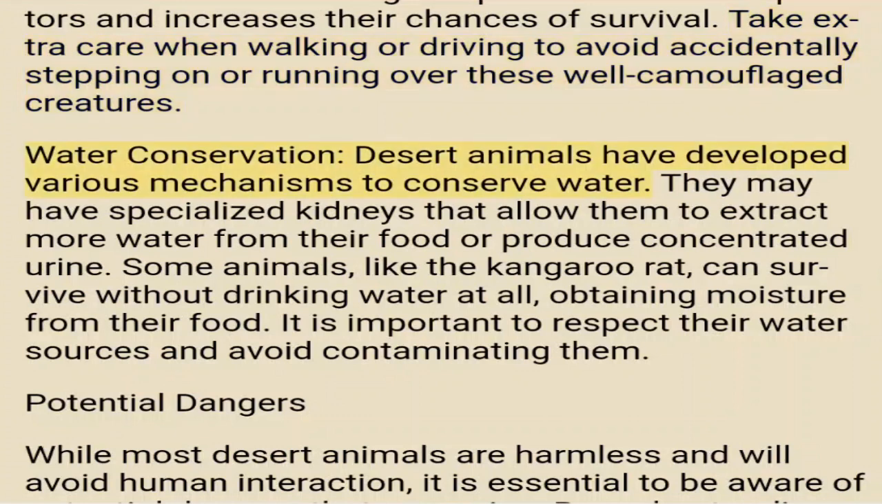Water conservation. Desert animals have developed various mechanisms to conserve water. They may have specialized kidneys that allow them to extract more water from their food or produce concentrated urine. Some animals, like the kangaroo rat, can survive without drinking water at all, obtaining moisture from their food. It is important to respect their water sources and avoid contaminating them.